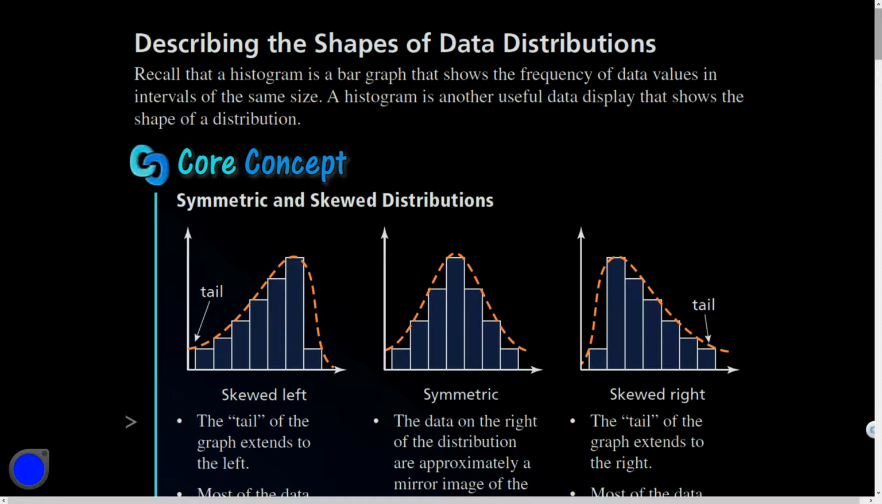Today we're talking about describing the shapes of data distributions. It says the following: recall that a histogram is a bar graph, except histograms show the frequency of the data values in intervals of the same size.